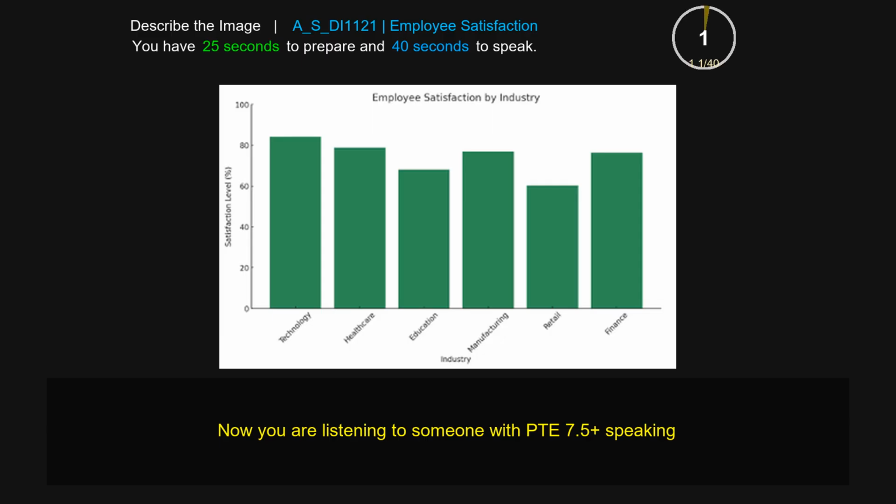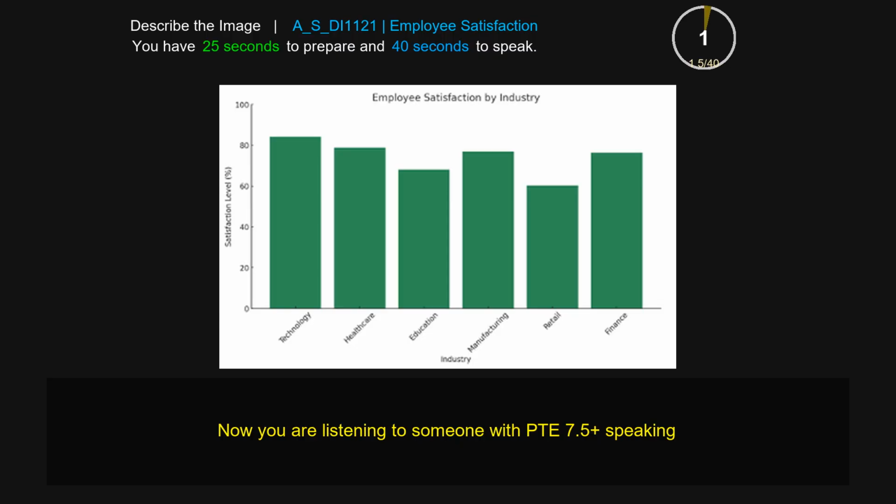The picture gives clear information about the amount of employee satisfaction by industry. On the x-axis: technology, healthcare, education, manufacturing, retail, finance. On the y-axis, values 20%, 40%, 60%, 80%, 100%. In this picture, I like the colors black and white. The highest value is 100% and the lowest value is 20%. Overall, the picture was very beautiful and interesting for me.